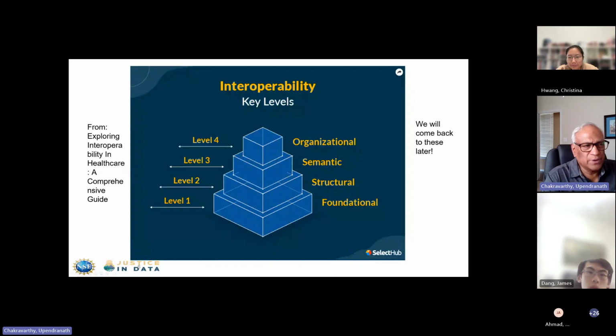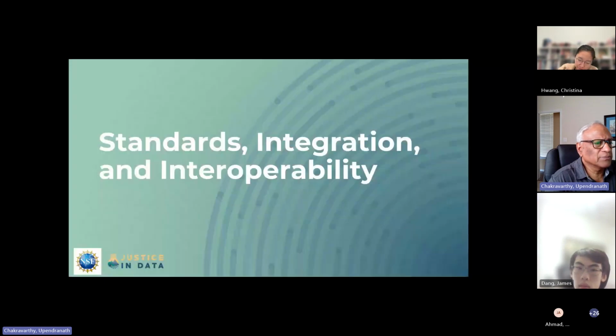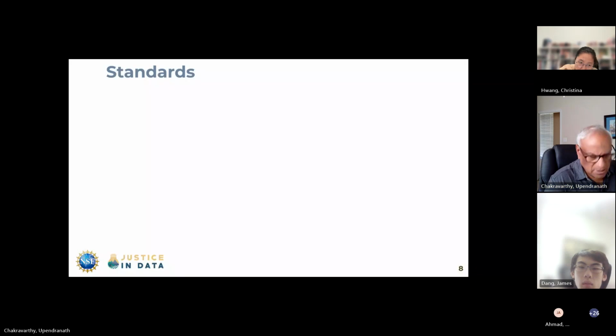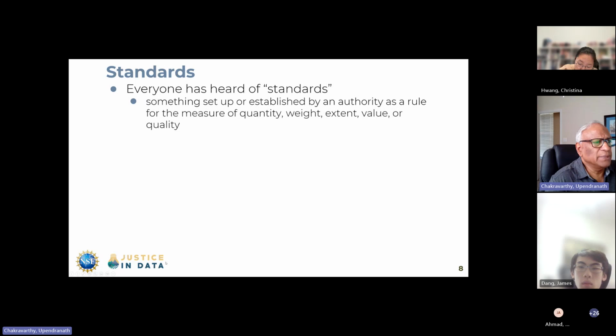There are different levels of interoperability. We'll come back to this a little bit later, starting with foundational to organizational, so different levels. So let's start with standards, integration, and interoperability. We're all familiar with standards. Everyone has heard of standards, something set up or established by an authority as a rule for the measure of something. We have standards for weight, pounds and kilograms. We have standards for length, meters and yards, and various other things.